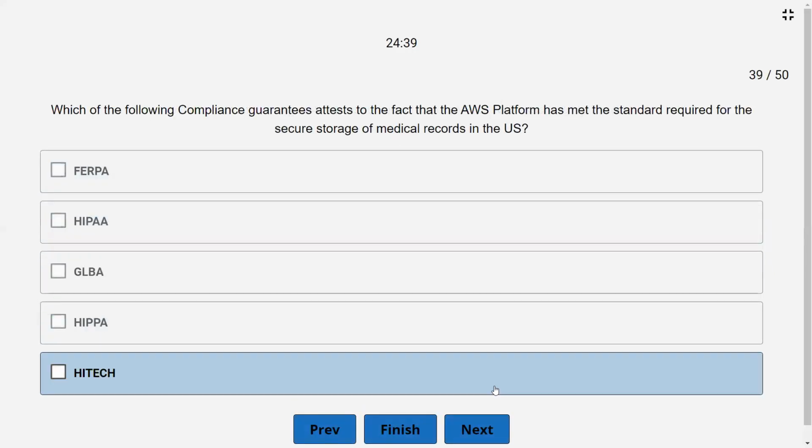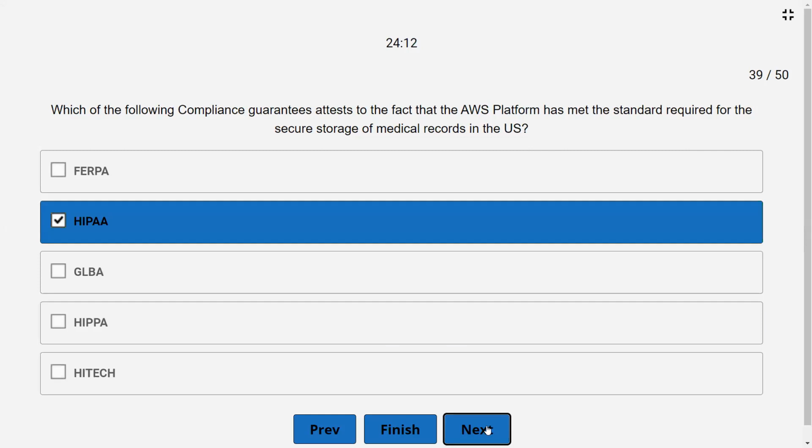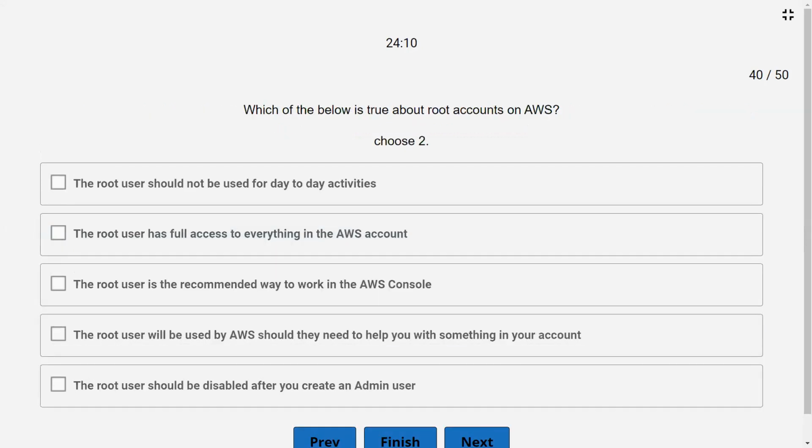Which of the following attests to the fact that the AWS platform has met the standard required for medical HIPAA? Is it HIPAA with double A or HIPAA with double P? So notice it is HIPAA with the double A.